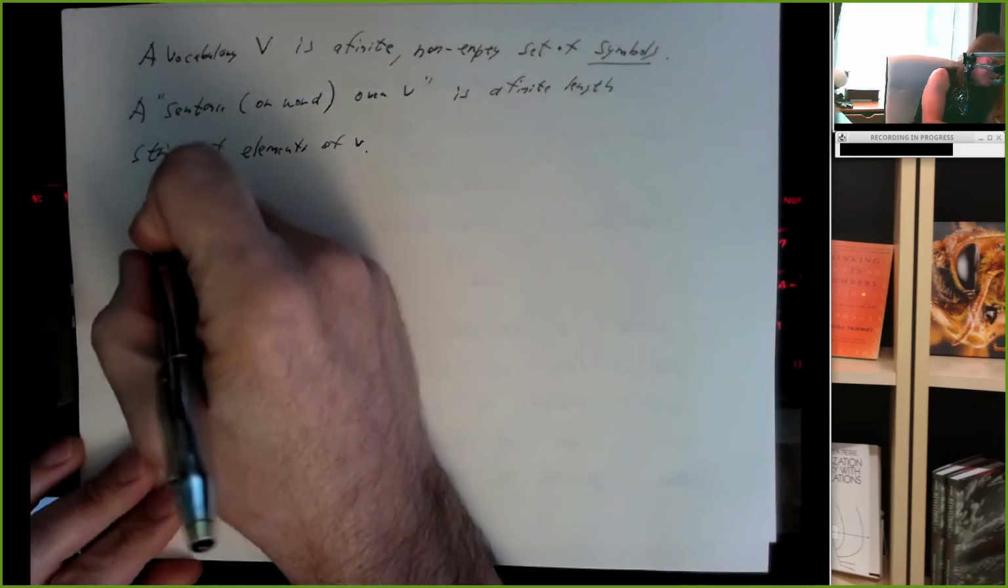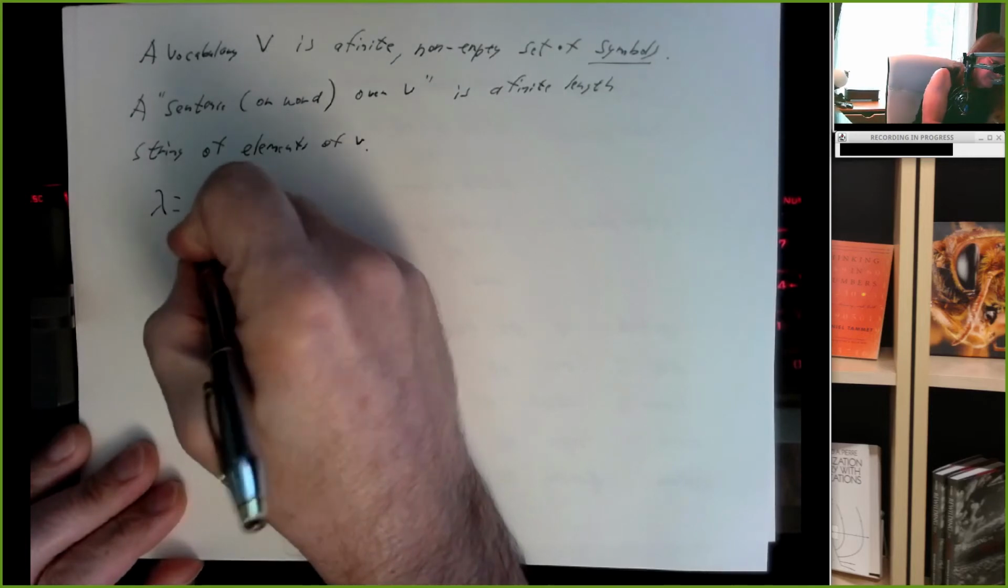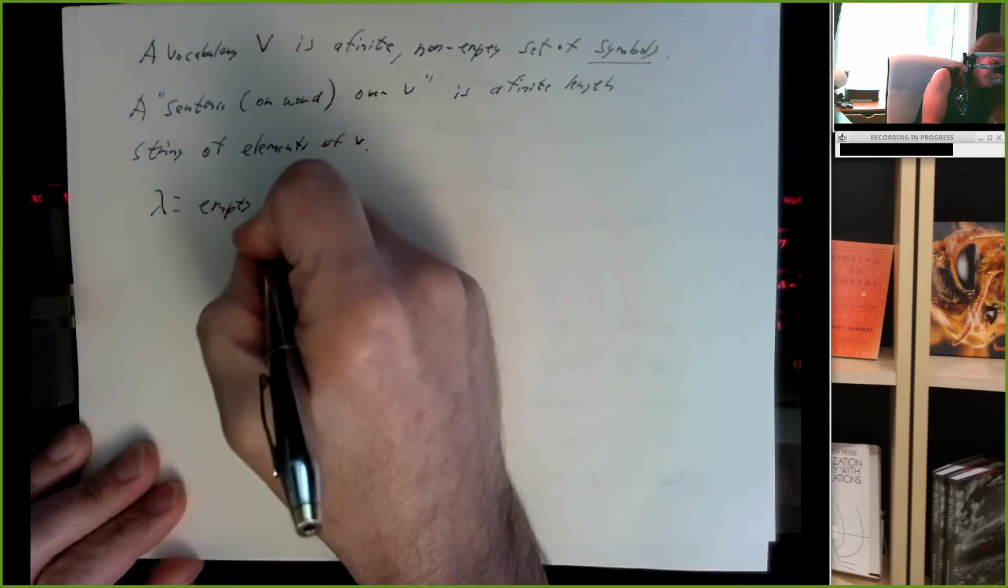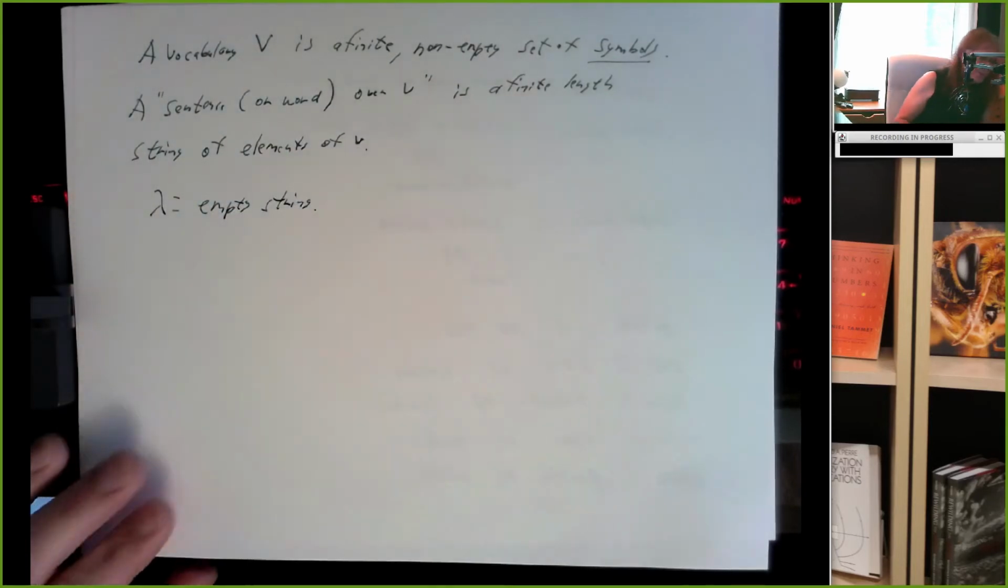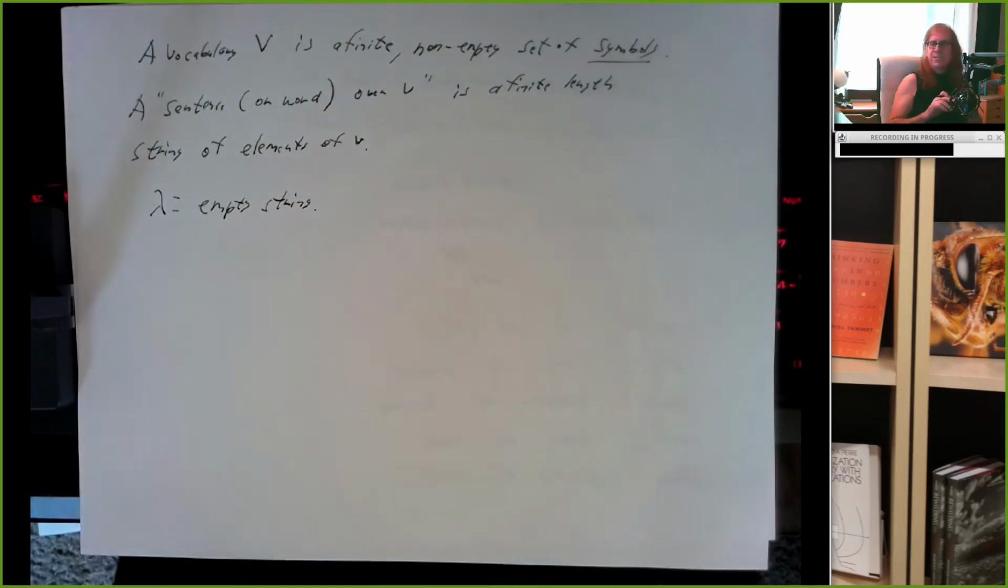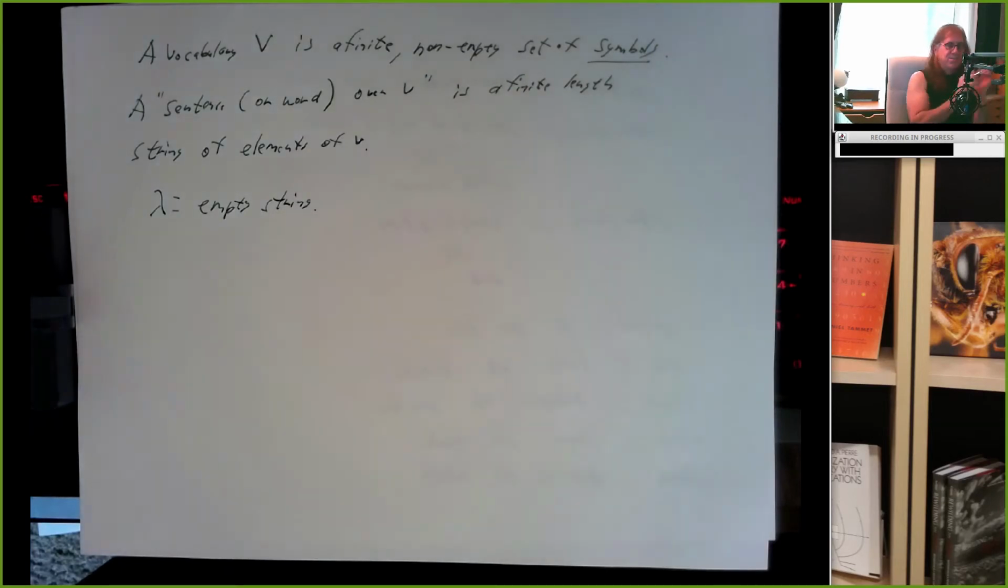Alright, there's a special string called lambda. That's the empty string. It's a string of length 0. So by a string, just think in C, right? It's a collection of these things just laid out side by side in some particular order.